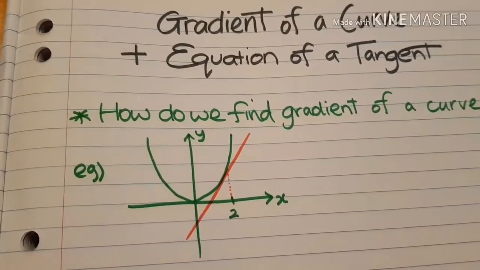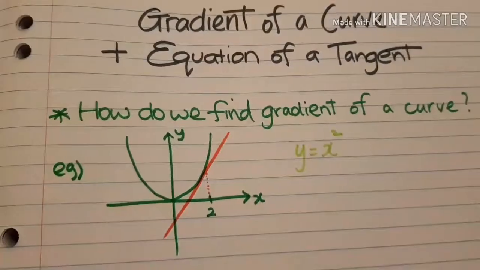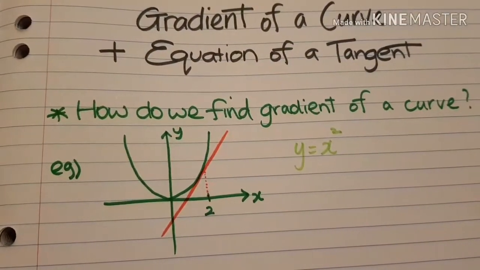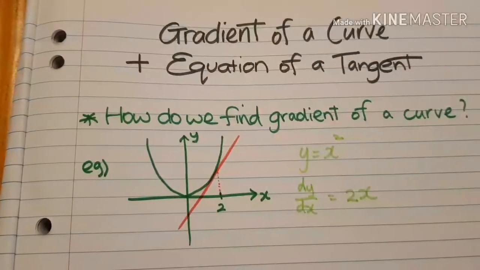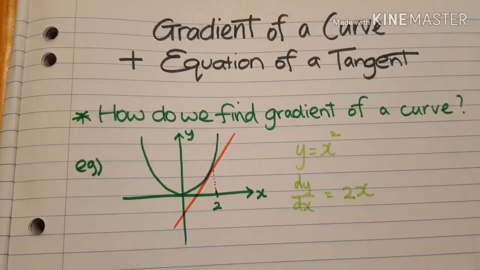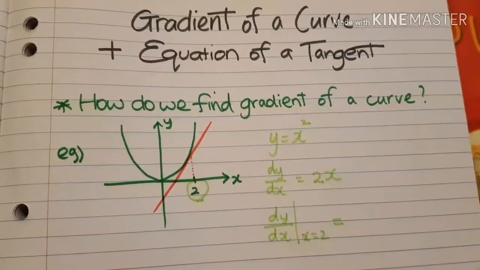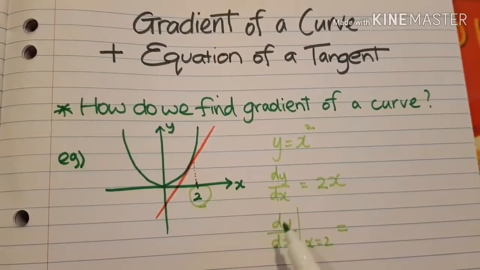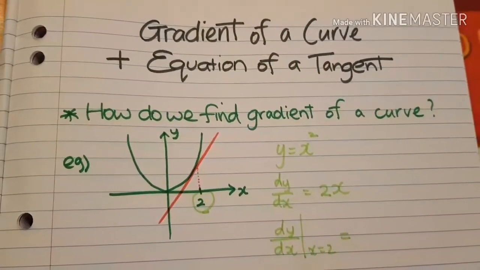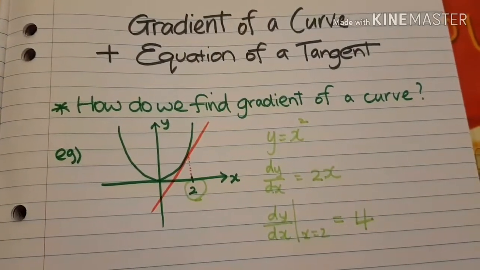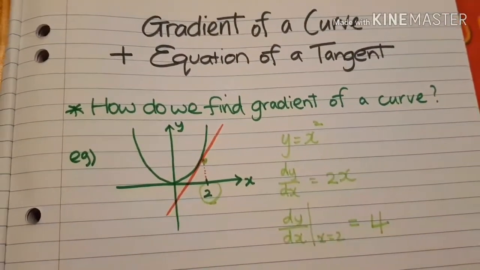We can use the gradient function to find any gradient on the curve. Since the original equation is y equals x squared, if I differentiate it, it's going to be 2x. For the gradient when x is 2, I'm going to insert 2 into the equation. So 2 times 2 will be 4. So the gradient at this point will be 4.